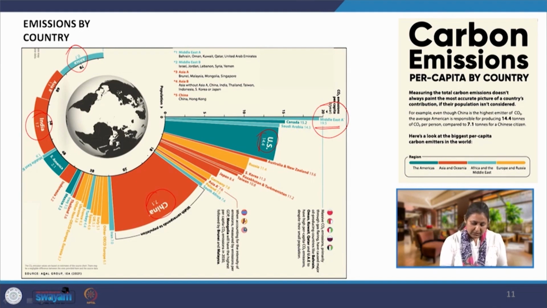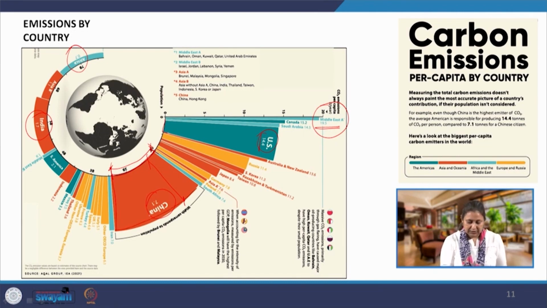What we have is the population. This is the population of a country and this is how it is represented. The wider this quadrant, the more the population of a country. The depth measures the per capita consumption, the width gives us the total population, and the area gives us the total energy consumption.